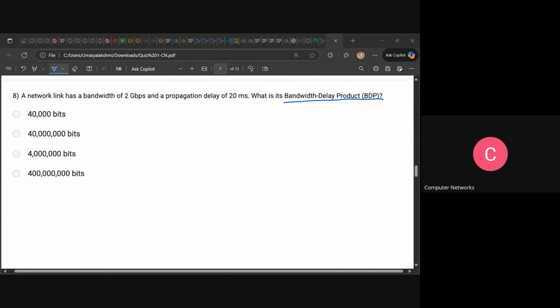We have to multiply, right? Whatever the bandwidth we have has to be multiplied with the delay, which means 2 Gbps has to be multiplied with the delay. So what will be the answer? Which is 2 into 10 to the power of 9, right?